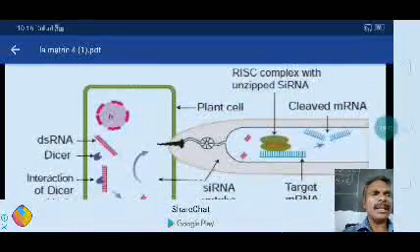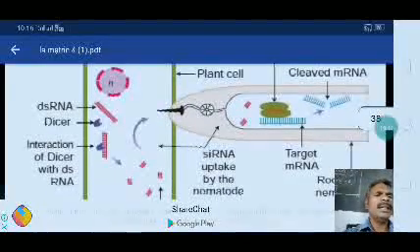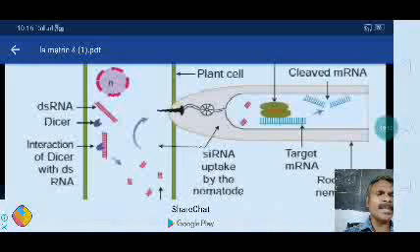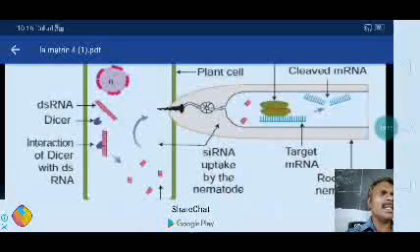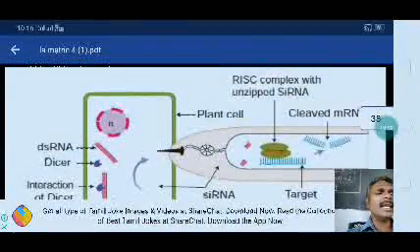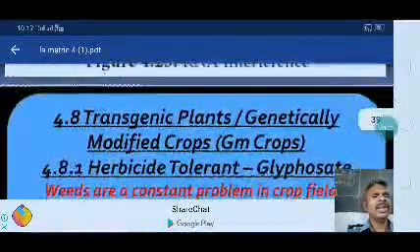This is the plant cell, in green color, and the nucleus is there. The short interfering RNA is taken up by the nematodes. Here the cleaved target mRNA is there, root knot nematodes are also there, and the RISC complex with the unzipped siRNA is also present in this one.